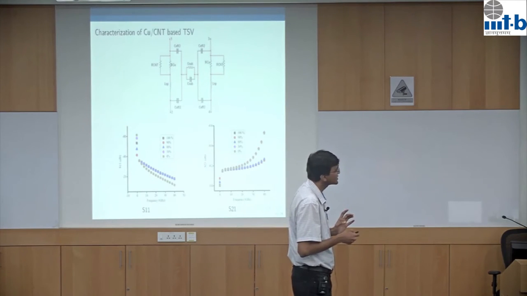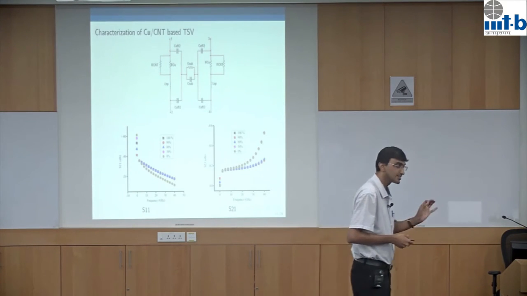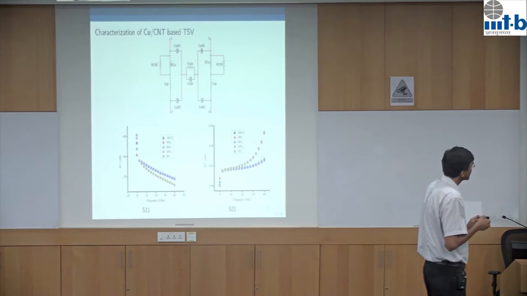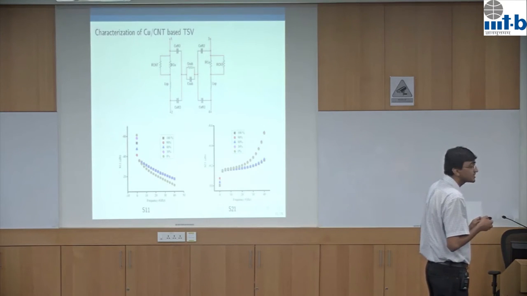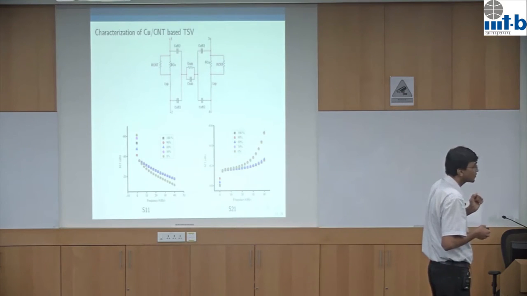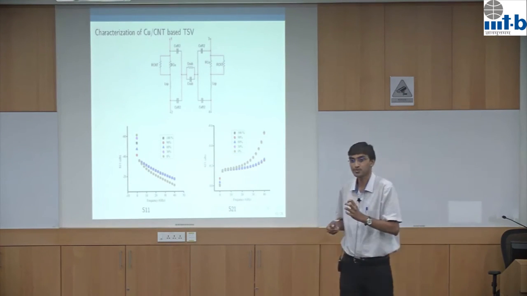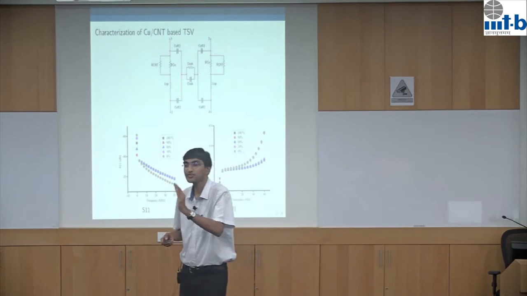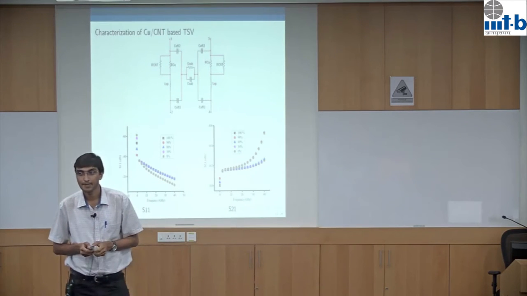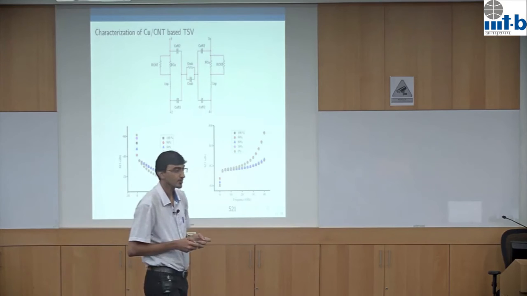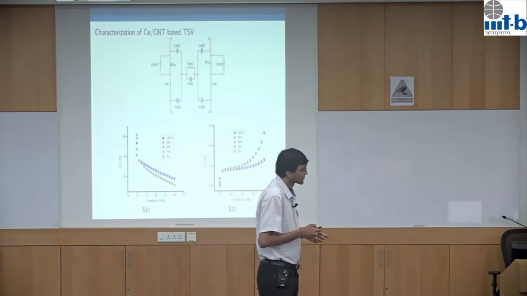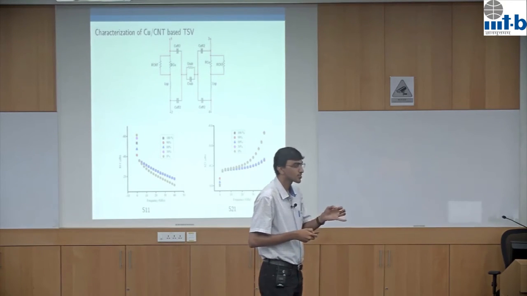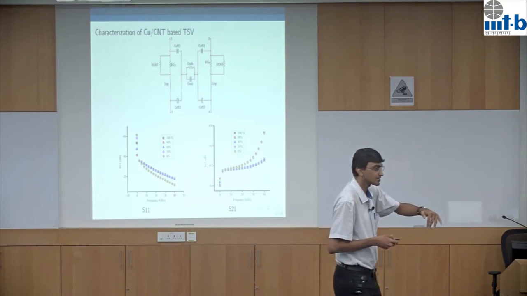So once I have this equivalent RLGC model, I want to understand if power is initiated at port 1, how much power is received at port 2 for different filling ratios of the copper. And then similarly, there is another concept: one is the transmission power, and the other is the reflection.